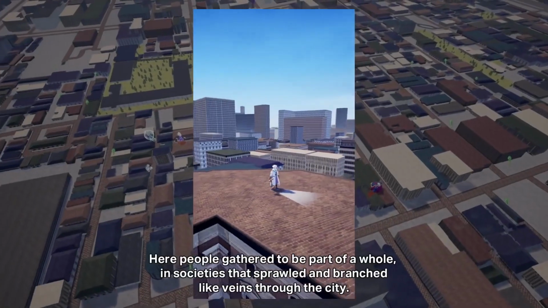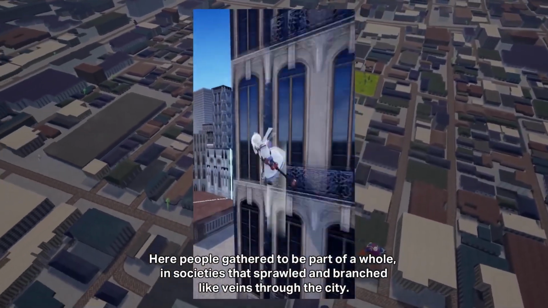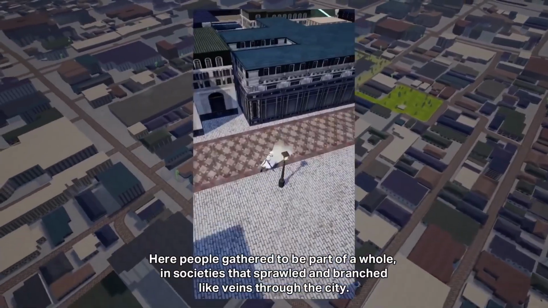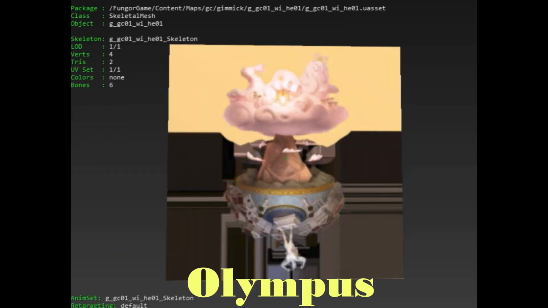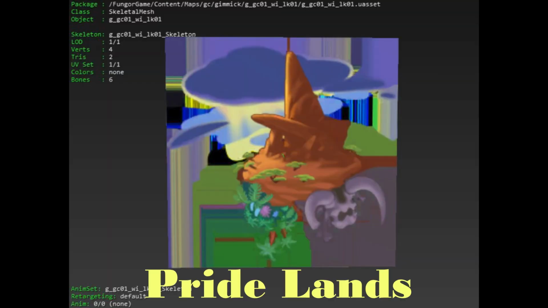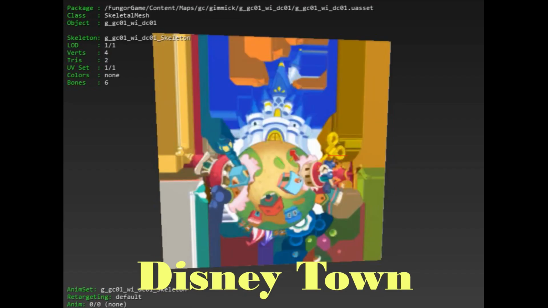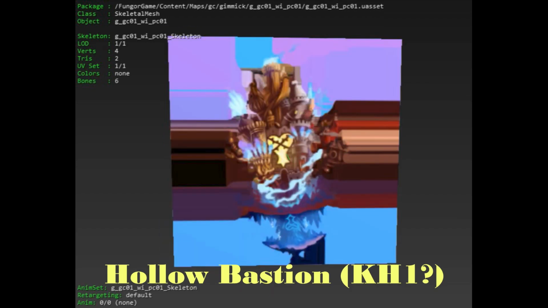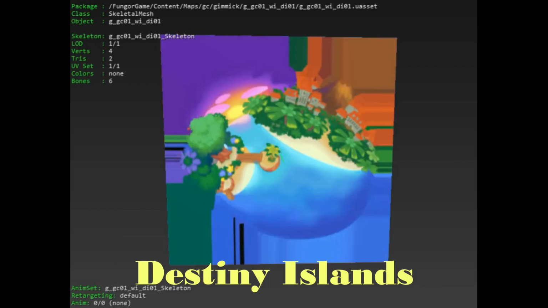These next couple of worlds don't have any assets other than their respective world logos. Many of these worlds were found in the datamine solely by finding their respective world logos on the world map. These worlds are San Francisco, Arendelle, Olympus, Pride Lands, which is quite surprising, 100 Acre Wood, I'm not sure what we're supposed to do there, Disney Town from Birth by Sleep, not Disney Castle, Hollow Bastion from KH1, Land of Departure, interestingly enough, considering its possible connections to Scala, and Destiny Islands.